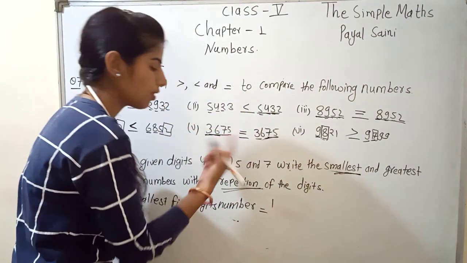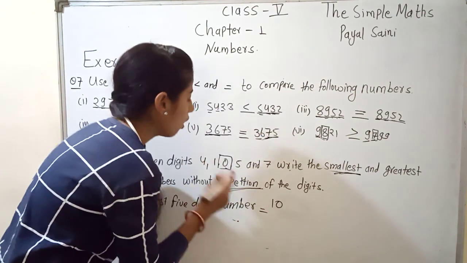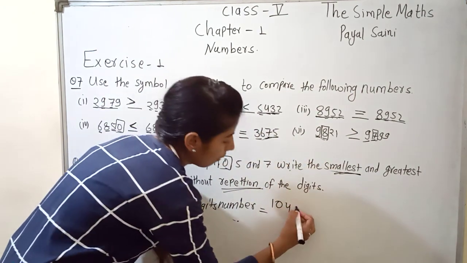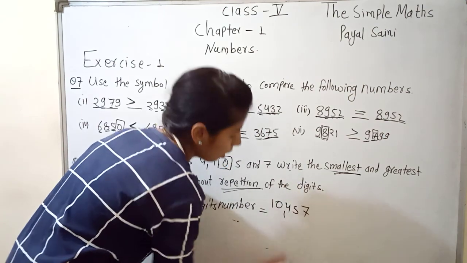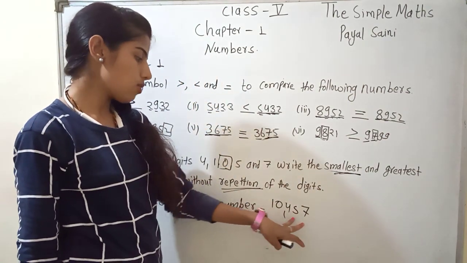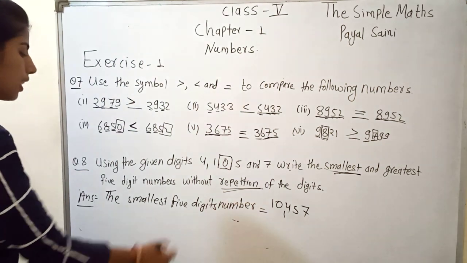Then we write here 1. After that number we write here 0. After that 4 is small. After that 5 and 7. Then what is our number? Made here 10,457. It is the smallest.